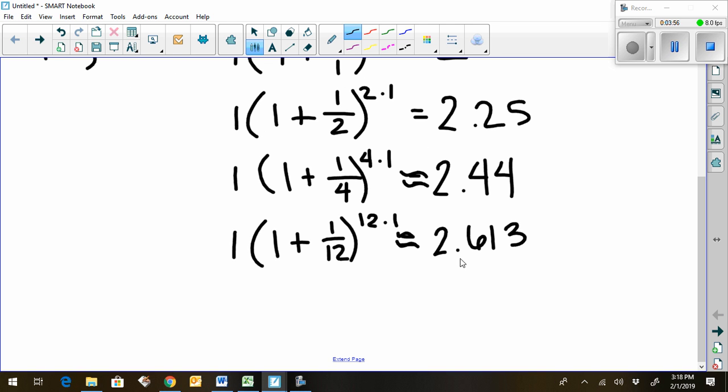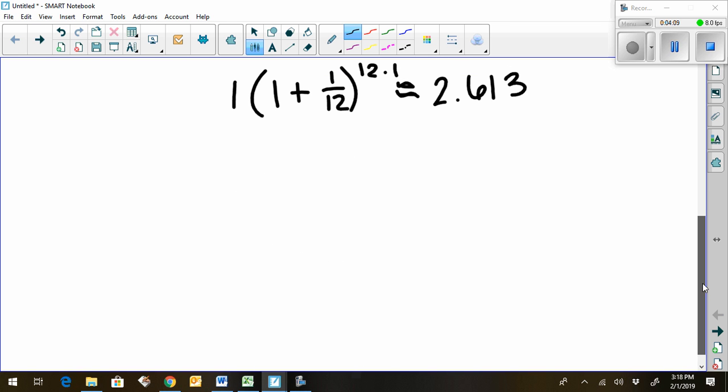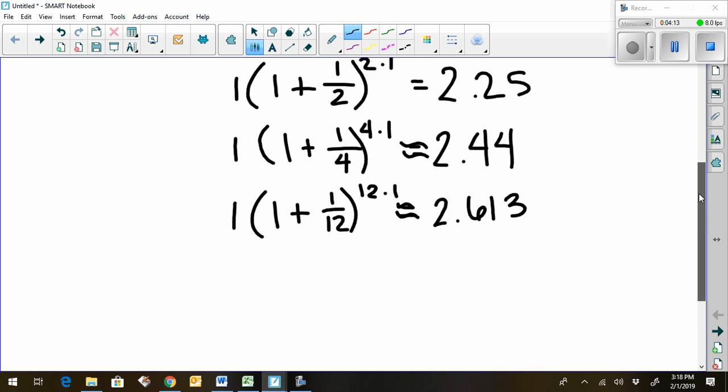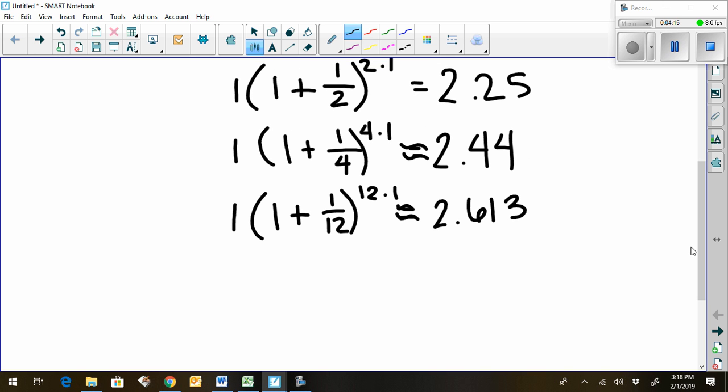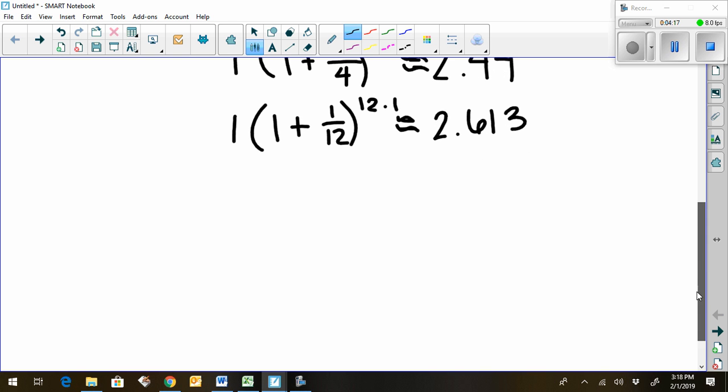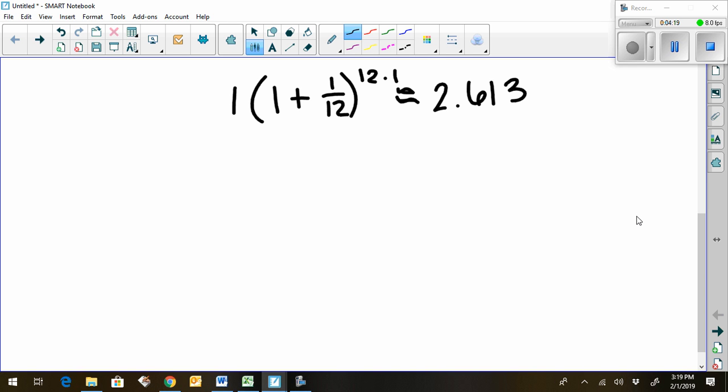Now, what would happen if we continue to increase this value of 12 to daily, or even more than that? Well, we're going to see what happens. I want you to think for a moment, what do you think will happen to this number, our amount, if we keep increasing it? And let's see what it actually does. So let's see what this looks like if we compound it daily.